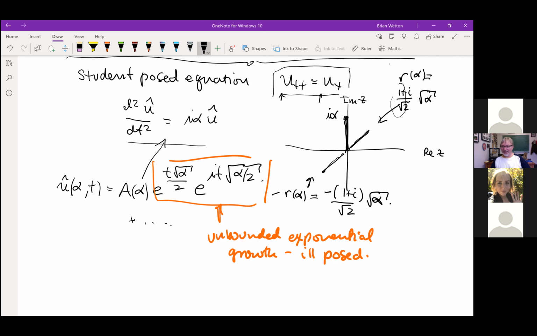Okay, another question's come in. Are there other classic signatures of an ill-posed problem beyond unbounded exponential growth? No, I think that is the signature, at least for linear problems.